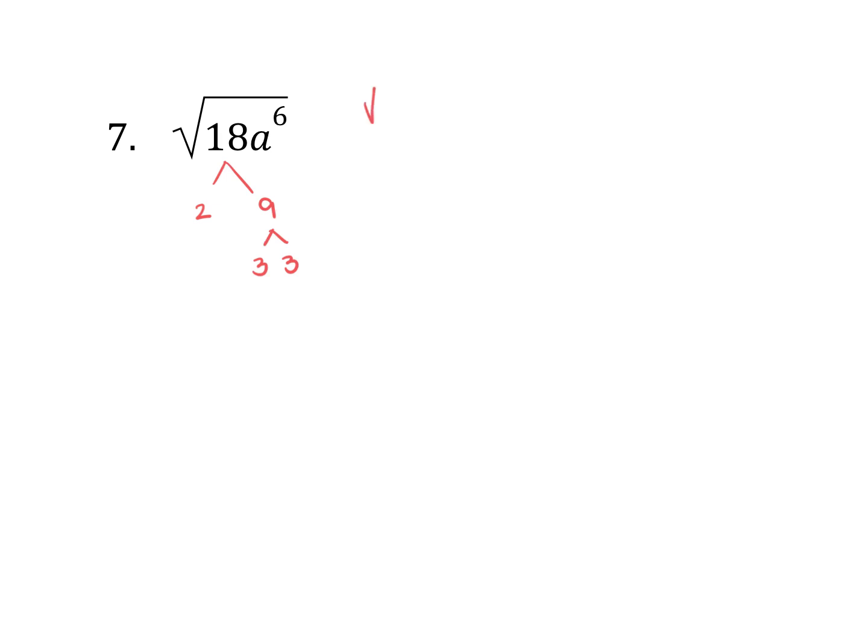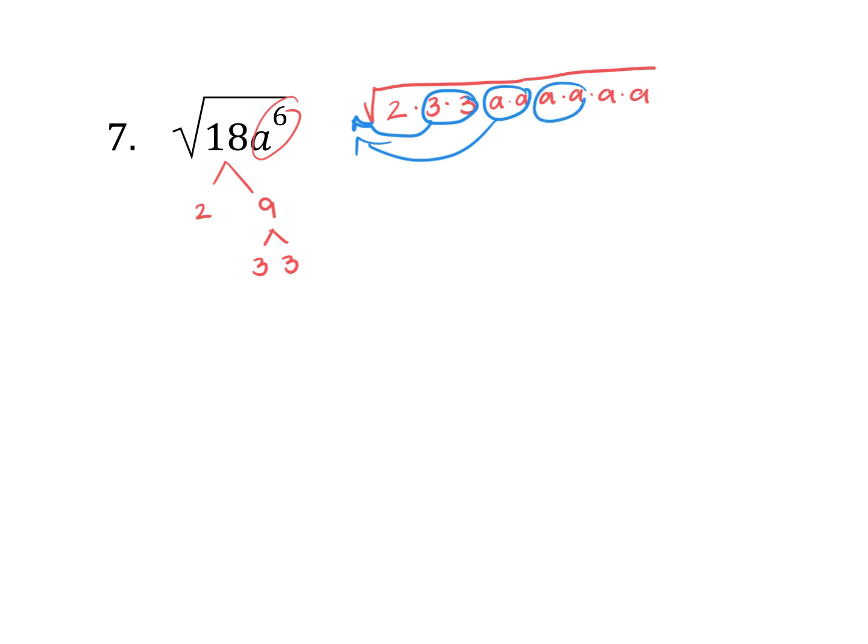Okay, so underneath my radical, I have a 2 times a 3 times a 3, but then I have all those A's. So I need 6 of those A's. So 1, 2, 3, 4, 5, 6. Okay, now I'm going to find my pairs. So I have a pair of 3's. So those first are going to come out front. I have a pair of A's, a pair of A's, and a pair of A's.